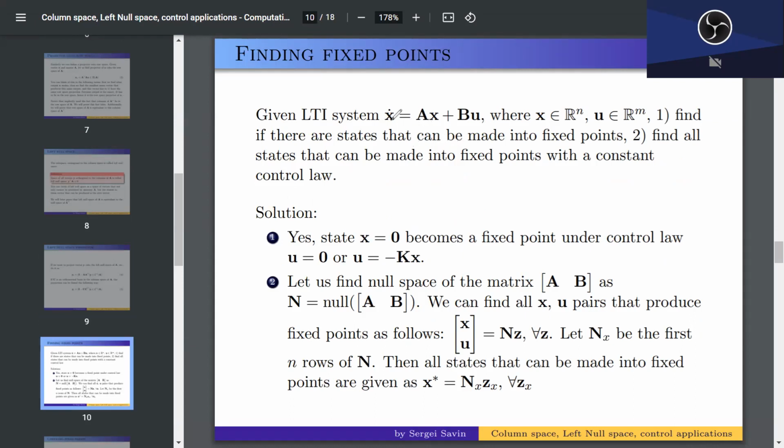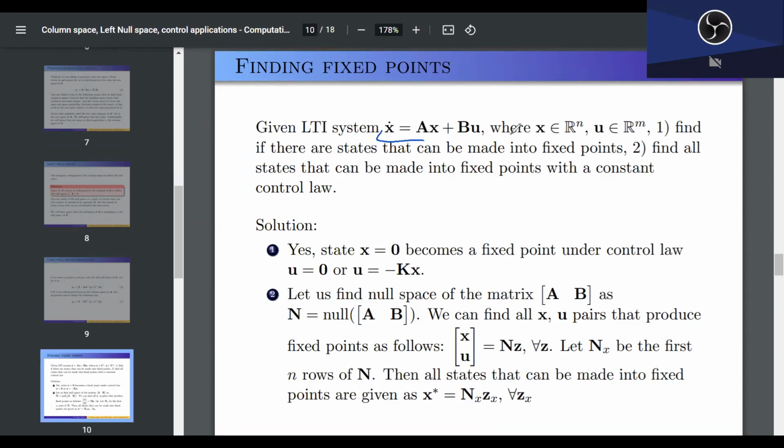All right. So given this system, x dot equals Ax plus Bu, find if there are states that can be made into fixed points. Fixed point, remember, is when x dot equals 0. It's what it means to be a fixed point.